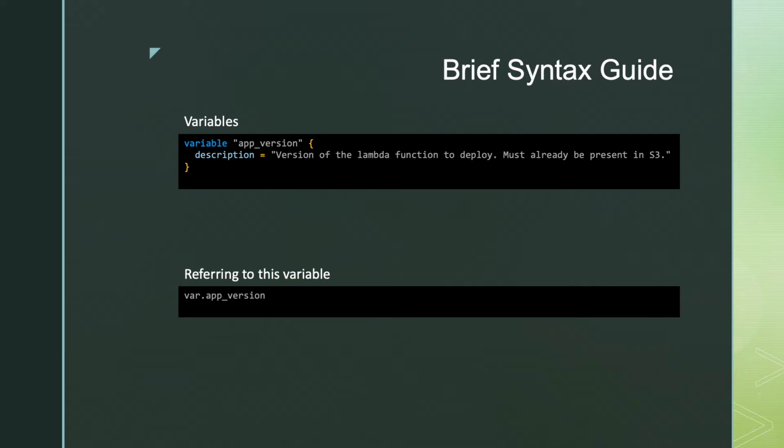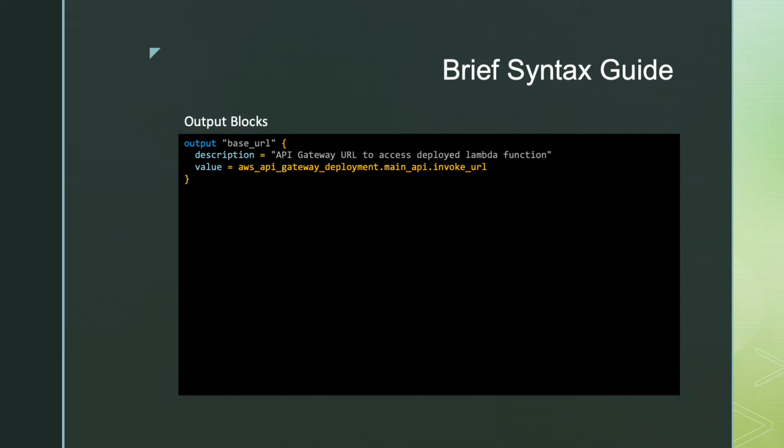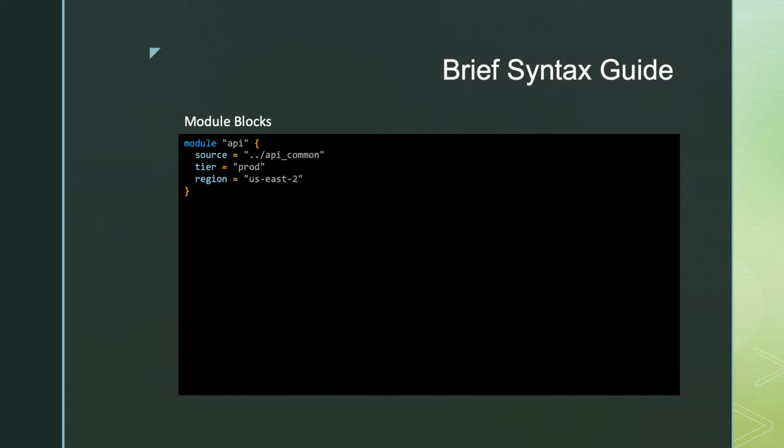To refer to a variable elsewhere in a Terraform plan, you can prefix the variable name with var, such as var.app_version. Output blocks allow you to print a value that's calculated at runtime on the screen and also to provide for export to another plan, which I'll go on to later. Finally, module blocks represent calling another plan or a module. This is the main way that you can start to organize the Terraform code and reuse common or standard definitions. I'll cover modules later on as well.